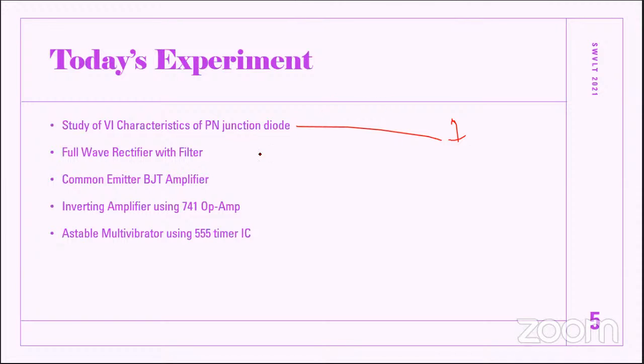So the next experiment is the full wave rectifier with filter. That is also a very common experiment, and it is very useful because the full wave rectifier is used everywhere in electronic component design. We have AC power supply at our home, but our electronic components run on DC power supply. Now, that AC to DC conversion, we need to rectify it. So we need a full wave rectifier with filter.